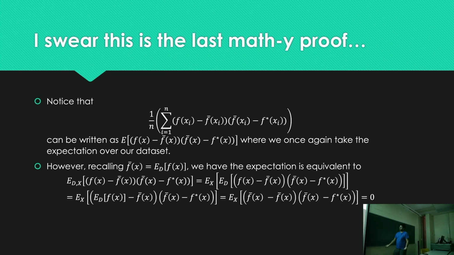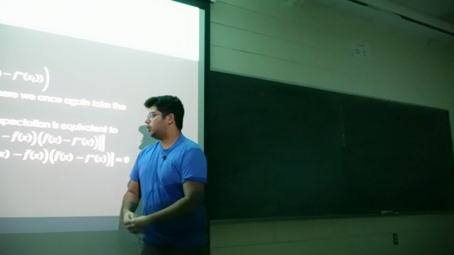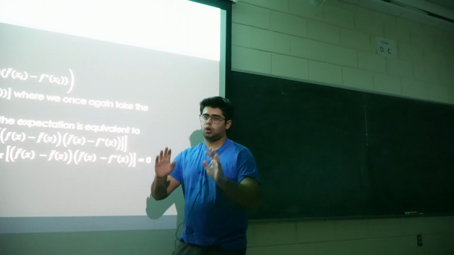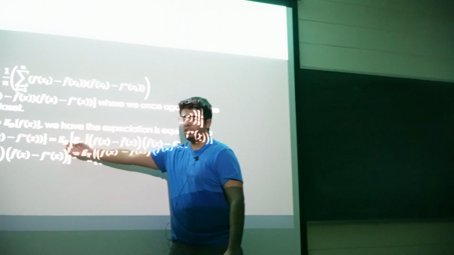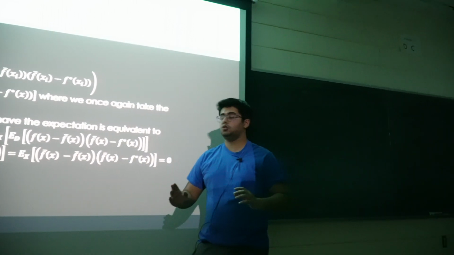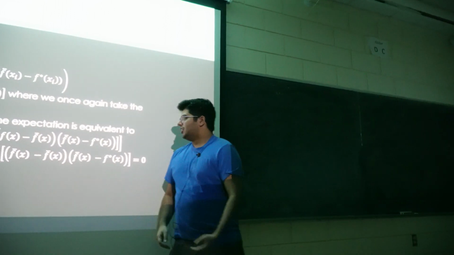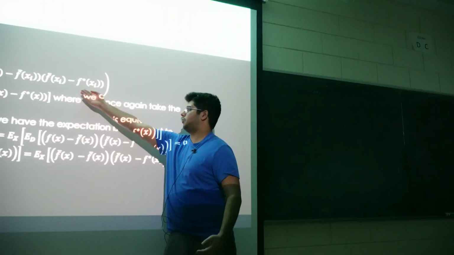However, if we recall that f bar of x was this expectation over this underlying distribution of sample points, we have that this expectation is equivalent to... So this time we're doing the expectation over the whole underlying distribution, and the whole input space. So I'm going to write it with a lot of theory. You can write it as E of x, the expectation with respect to the inputs, of the expectation with respect to the distribution, a lot of theory that I wish I could explain a little better, but I couldn't, of this thing that we got from over here.